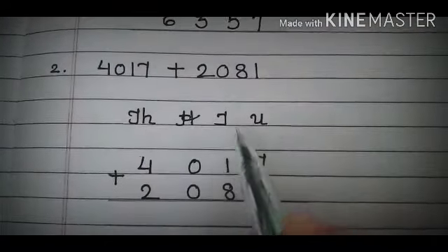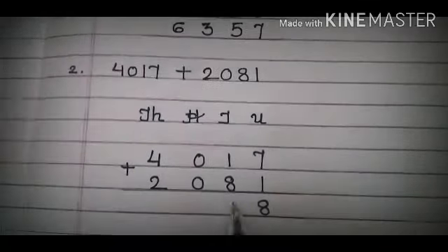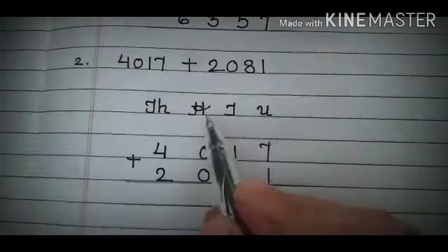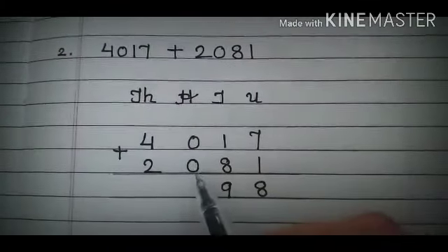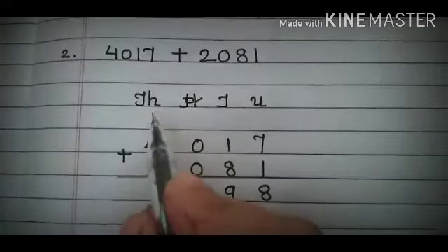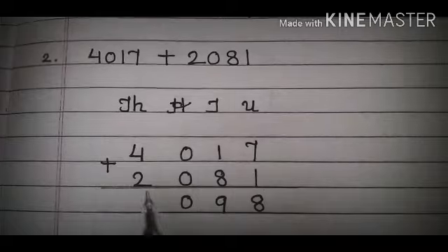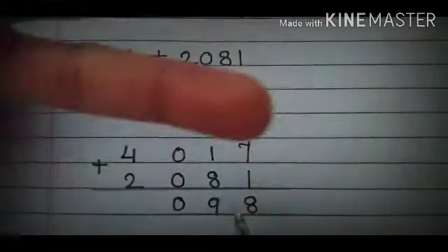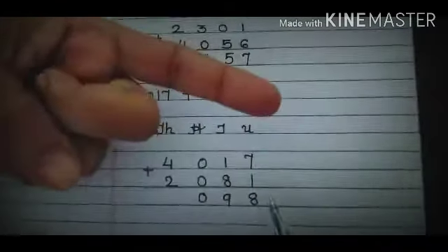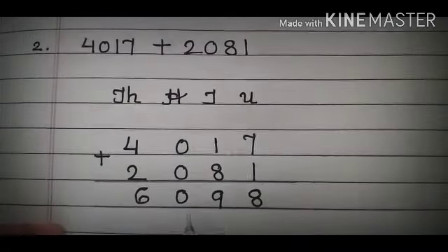Now at tens place 1 plus 8. So 1 plus 8 is 9. In hundreds place 0 plus 0. So 0 plus 0 is 0. Now at thousands place 4 plus 2. So take 4 in your mind and take 2 fingers: 5, 6. So 4 plus 2 is 6. So our answer is 6098.